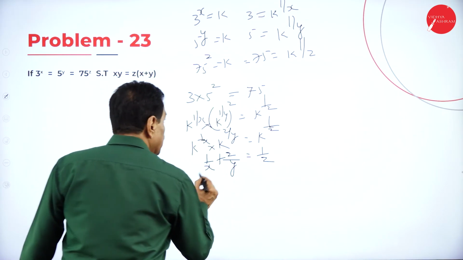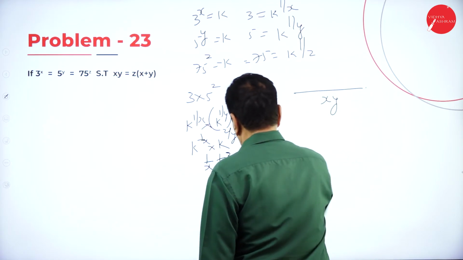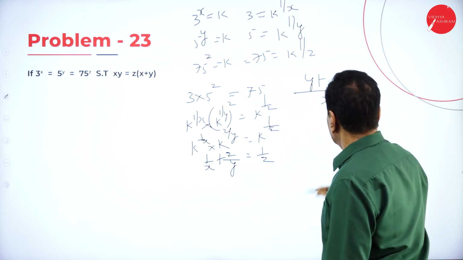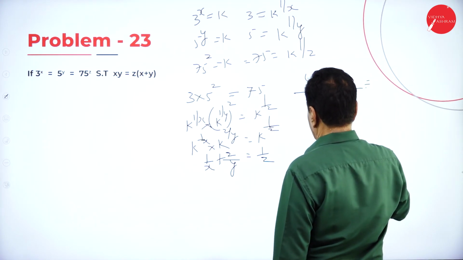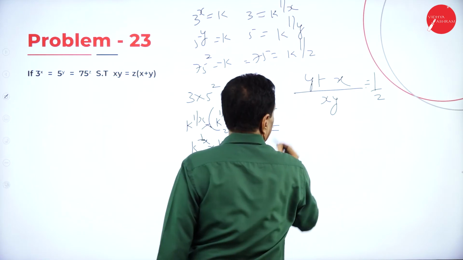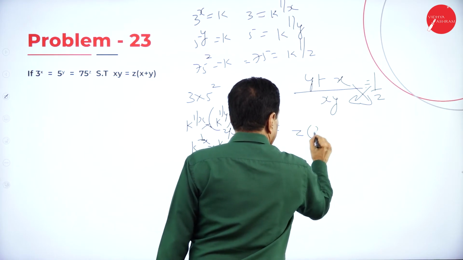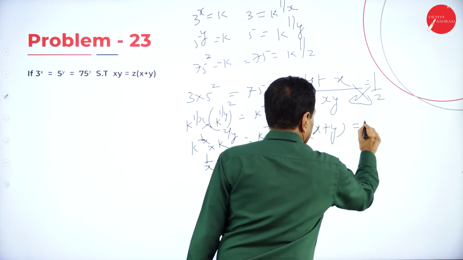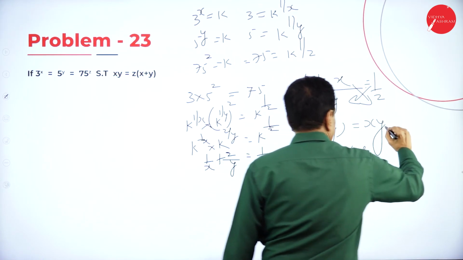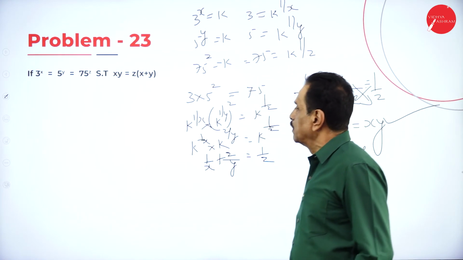Or if we take xy as common, so x gone, y is there, y gone, x is there, is equal to 1 over z. Cross multiply: z into x plus y is equal to xy. Proved. Last one.